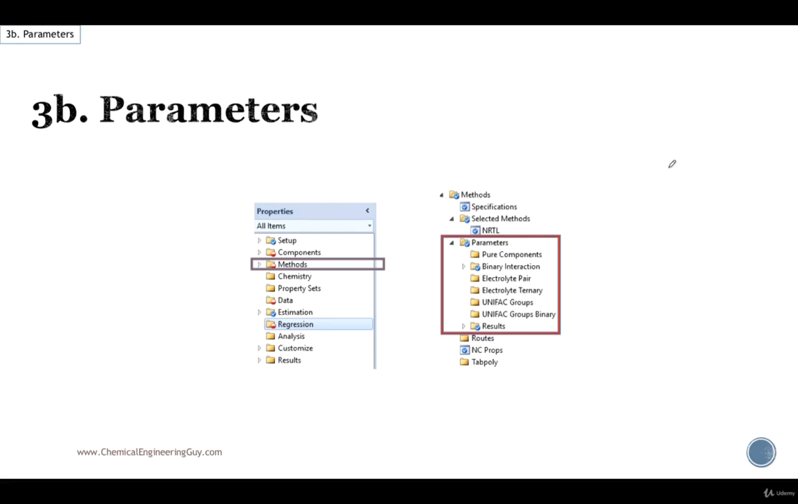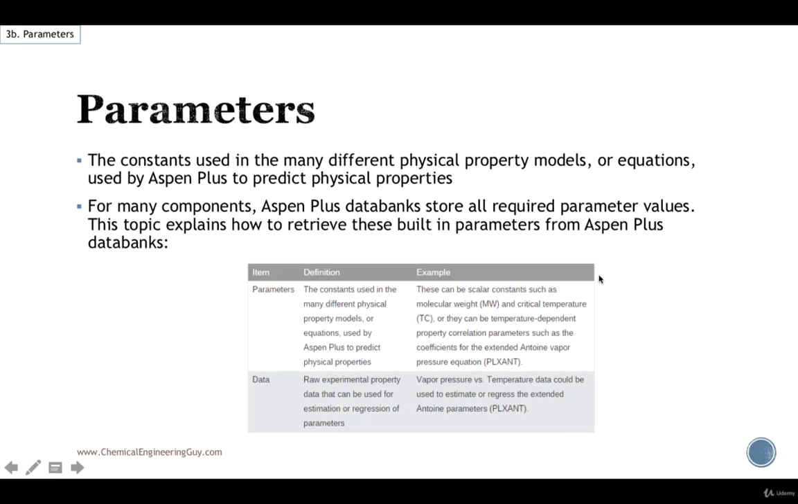Okay, so we are still under the method folder, but now we are not in the method selection or modification. We're going to change to the parameters, essentially the pure and binary parameters. So let's define a parameter. What's a parameter according to Aspen Plus?